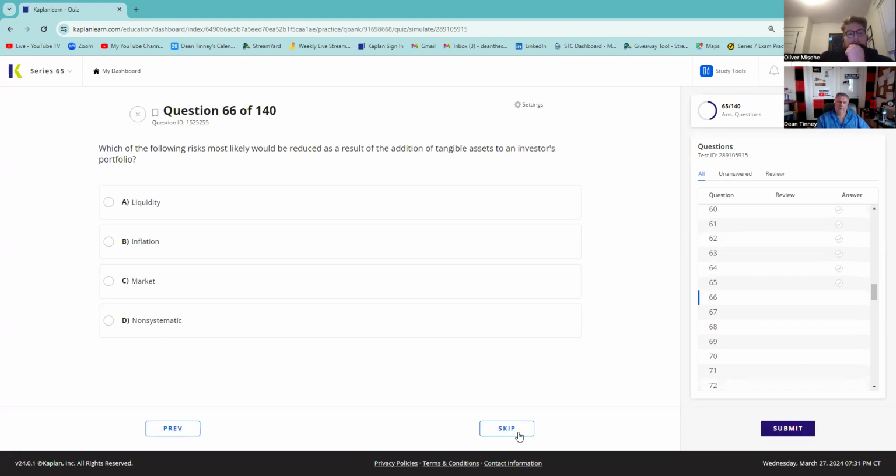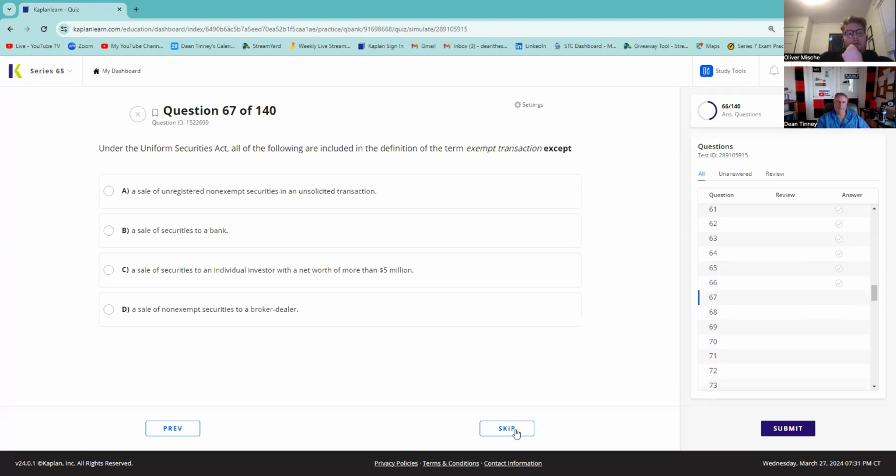Got it. Which of the following risks most likely would be reduced as the result of adding a tangible asset to an investor's portfolio? Inflation. Right on, right? That's that gold. Under the Uniform Securities Act, all the following are included in the definition of the term exempt transaction, except.